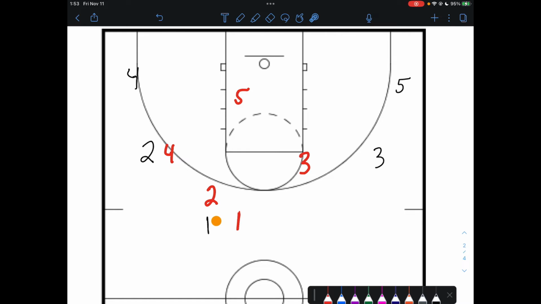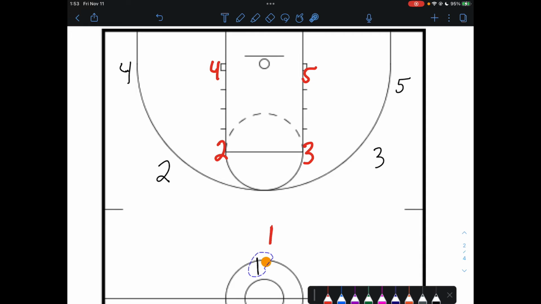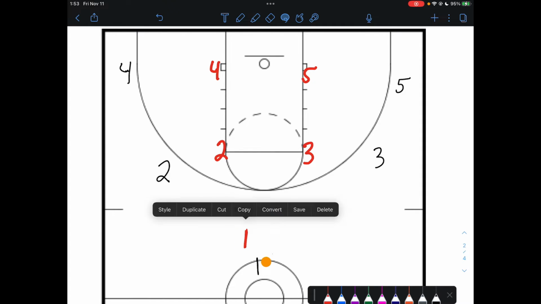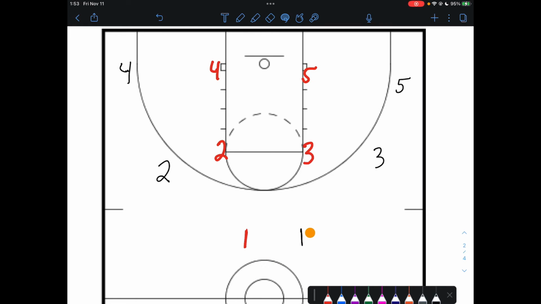All right, so let's reset this back to the top of the key again, and let's take a look. Same thing, go the other side this time. So now we're going to push this ball carrier to the right. Maybe they get right about here as this guy's pushing to the right.